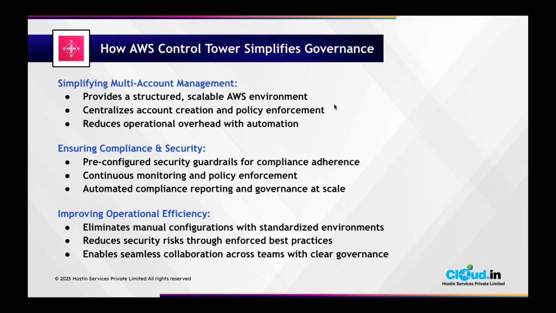Next is automated compliance reporting and governance at scale. Meeting industry compliance standards like PCI DSS, ISO, and HIPAA can be a challenge. AWS Control Tower simplifies compliance by generating audit reports automatically. This ensures that your cloud environments remain secure and adhere to best practices, making compliance audits much easier.